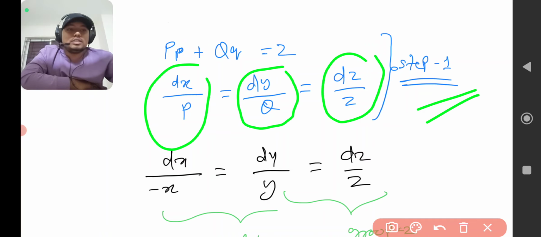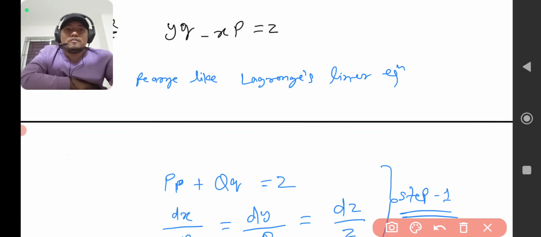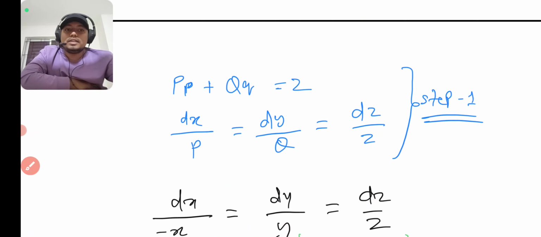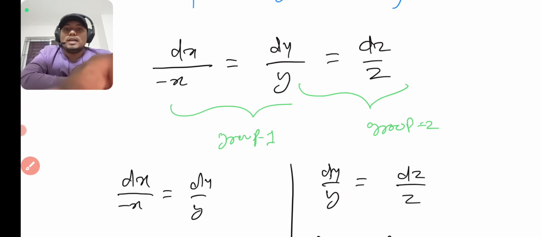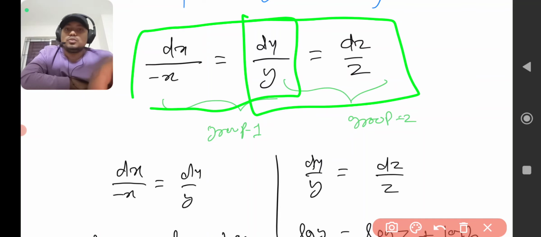In our question, the coefficient of p is minus x, and the coefficient of q is y. So this goes below dx, this goes below dy, and this goes below dz. So that is step 1. After writing step 1, the first two you solve together as group 1, and the next two you solve together as group 2.